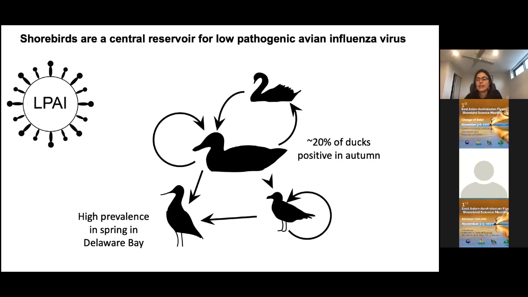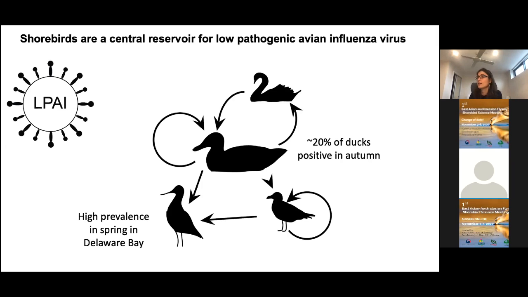Now, if we sample in Delaware Bay in the autumn, we don't really find a lot in shorebirds. And if we sample at other key migratory sites for shorebirds, we tend not to find very high prevalences either. So in North America, for example, if you look at the Copper River Delta, which is in Alaska, so the other side, it's very difficult to detect influenza viruses in general. So whether shorebirds are important parts of the reservoir in general, or only in specific locations, is one of those things we surprisingly do not have a good handle on.